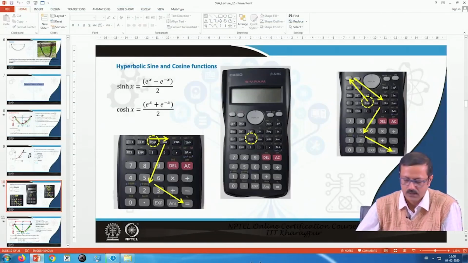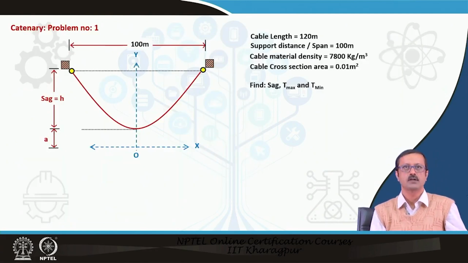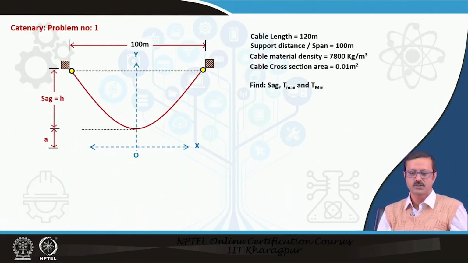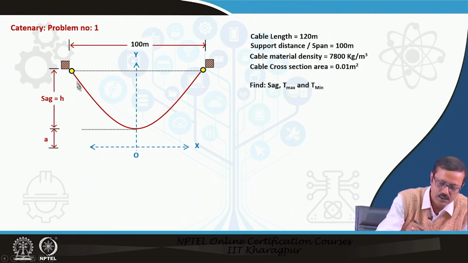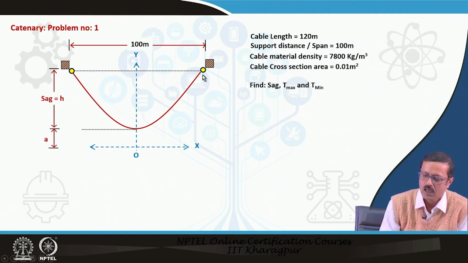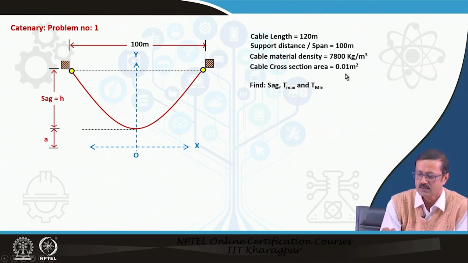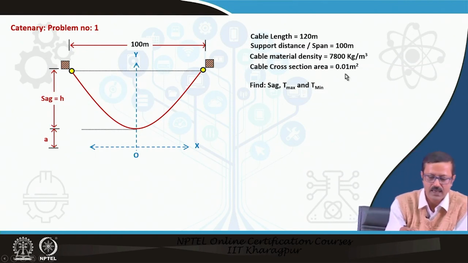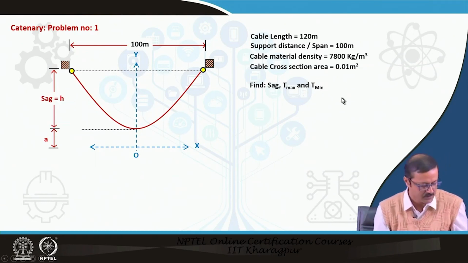So from here let us go on to solve some problems. I have a catenary where the cable length is 120 meter. That means this total cable length is 120 meter, and the span is 100 meter like this, and the density and all these things I have mentioned. I have to find out the sag, that means how much h is, and the T max and T minimum.